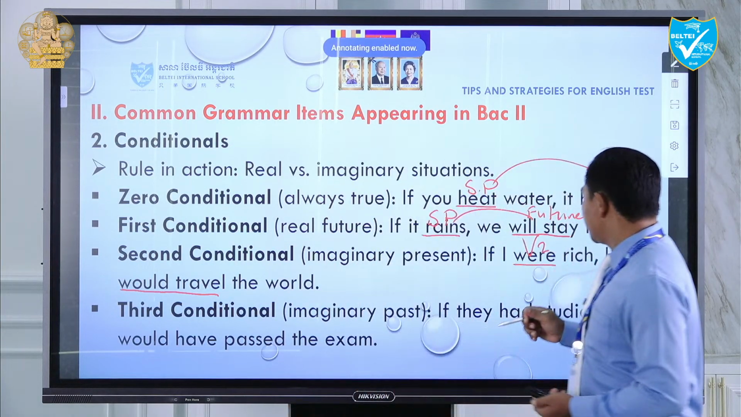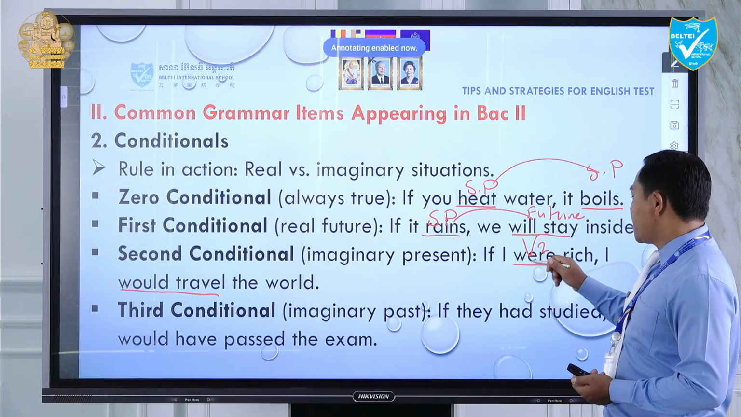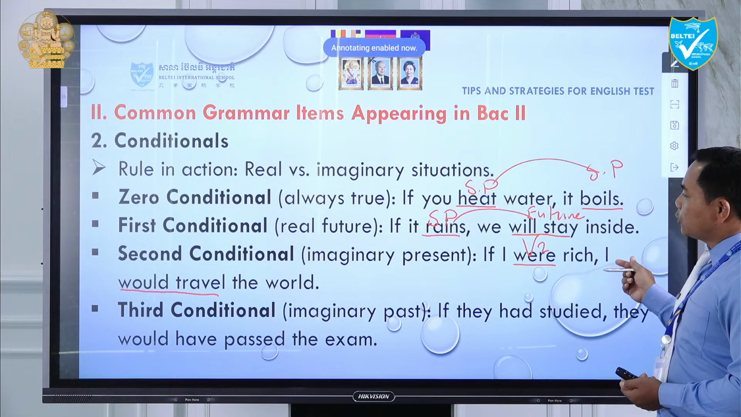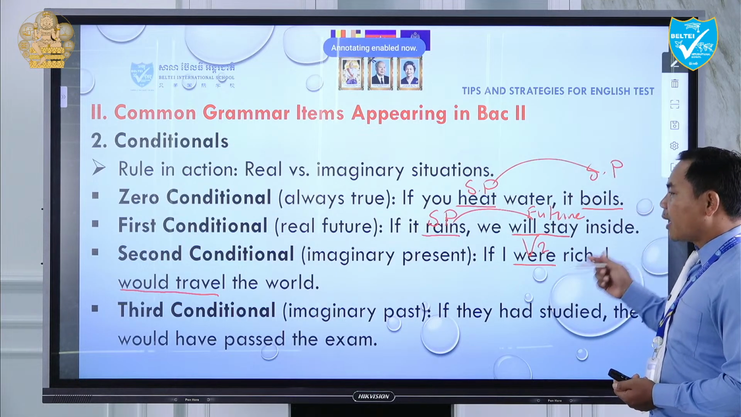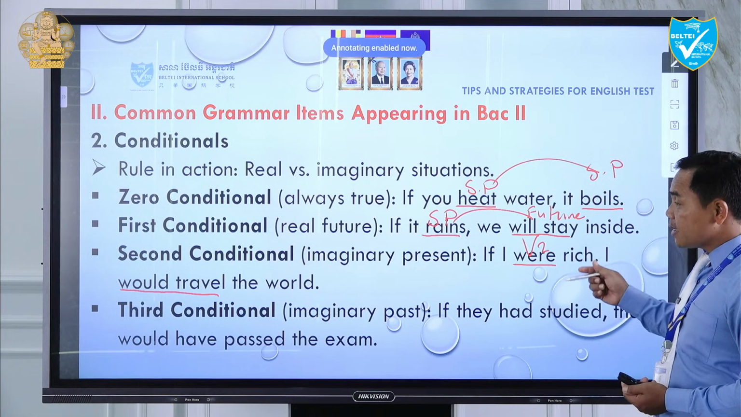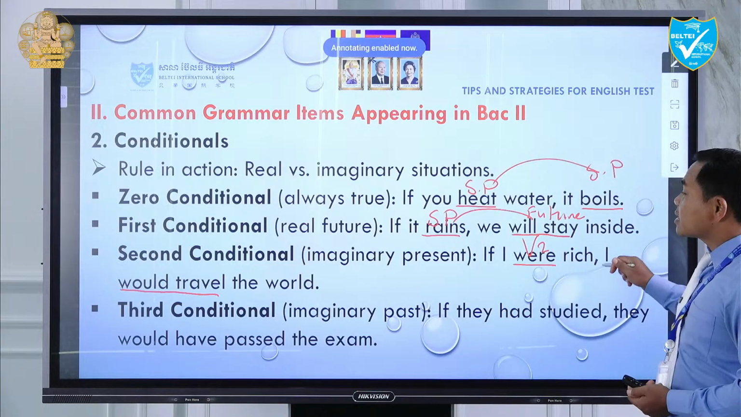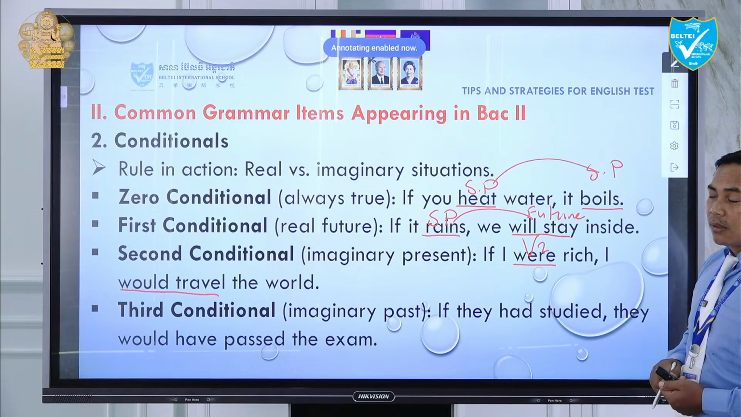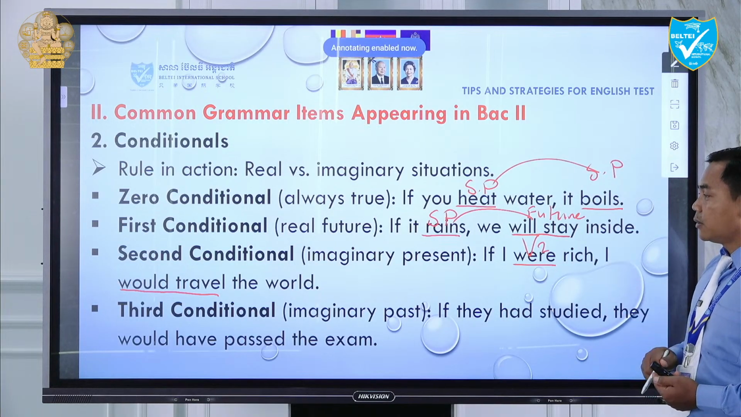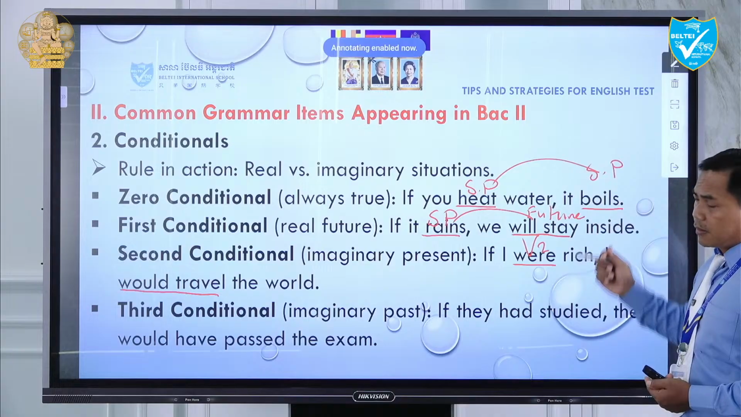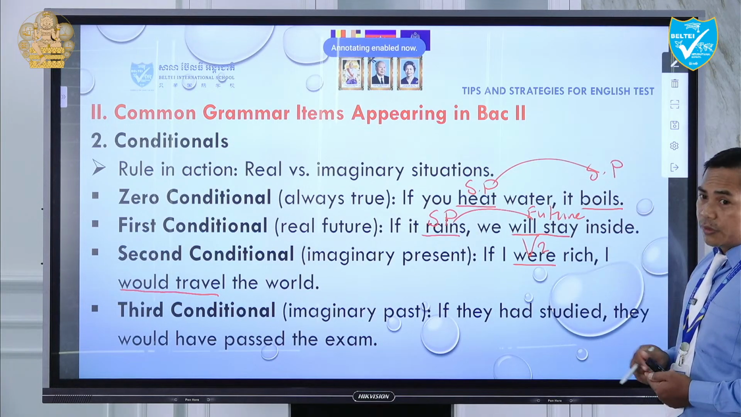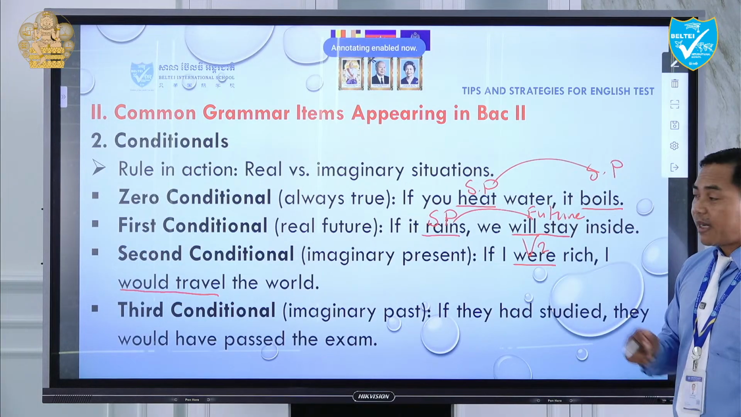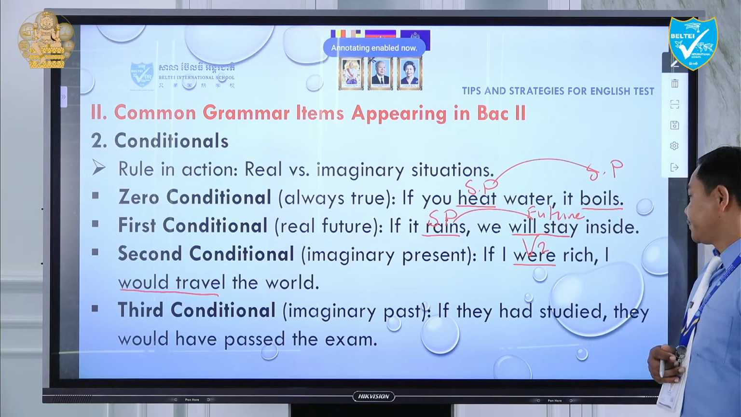So if you see the if clause with verb to, this is about second conditional. If it is about second conditional, just choose only would plus base form. How about will? Cross out. Another, past perfect? Cross out. Just check only would. This is the key that you have to remember about second conditional.